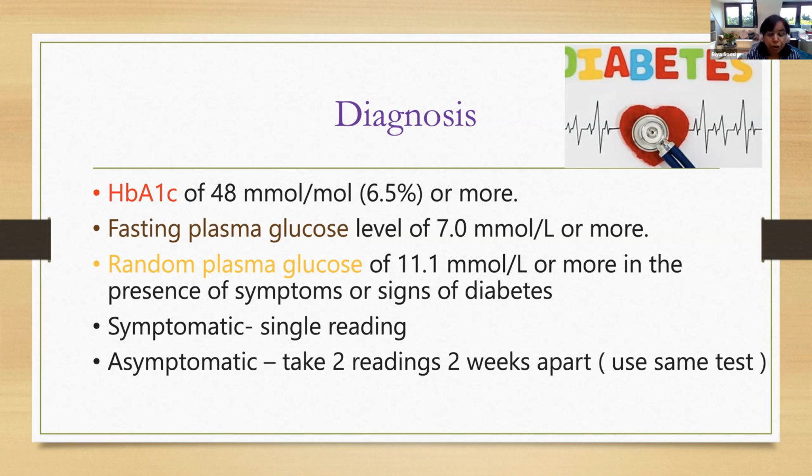Now, if you've got a patient who's symptomatic, that means they're tired, eating too much, drinking too much, and they get any of these readings, even one, you can make a diagnosis. However, if they've got no symptoms and you've done it as part of screening, then you need to repeat the test and do the same test. Don't do a HbA1c and then a fasting sugar. If you're doing a fasting sugar, repeat the fasting sugar again. And that's to make a diagnosis. And you've got to do it 2 weeks apart using the same test.